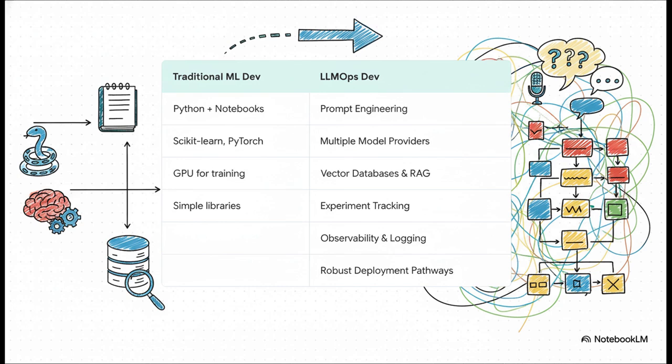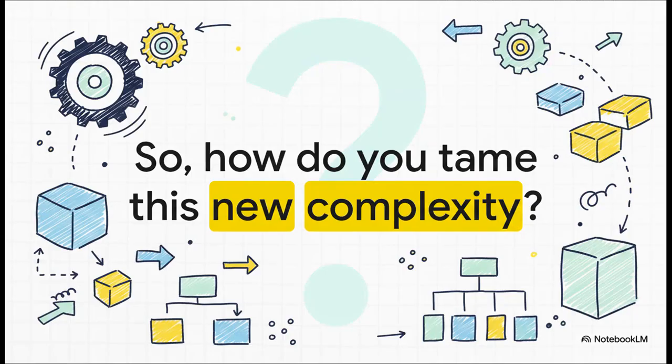But on the right, welcome to LLMOps. We're talking about a whole new world of complexity. You've got prompt engineering, you're juggling APIs from multiple model providers, and you're working with new tech like vector databases for RAG. That's retrieval augmented generation. It's not just about training a model anymore. It's about building and managing an entire system with a ton of moving parts. It can feel like a lot, I know. So the big question is, how do you manage all this without getting totally lost in the weeds?